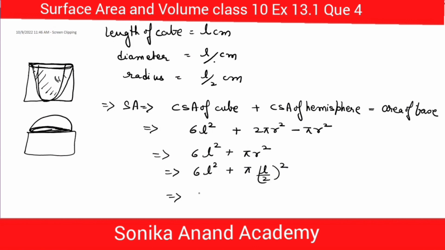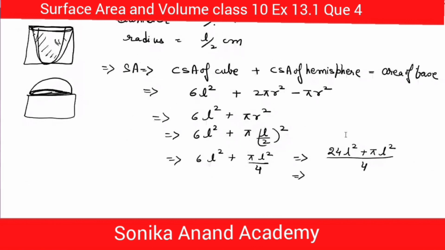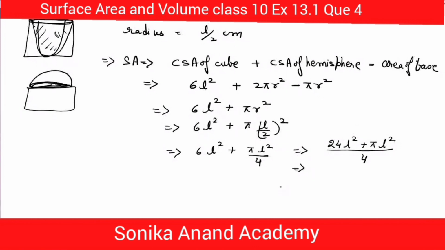Clear? It's 6L square plus pi L square by 4. Now we take the LCM. 24 L square plus 5 L square. Now we take common. So L square by 4 we take common. So we get 24 plus 5.